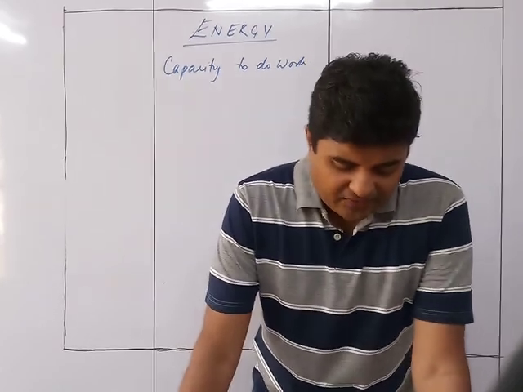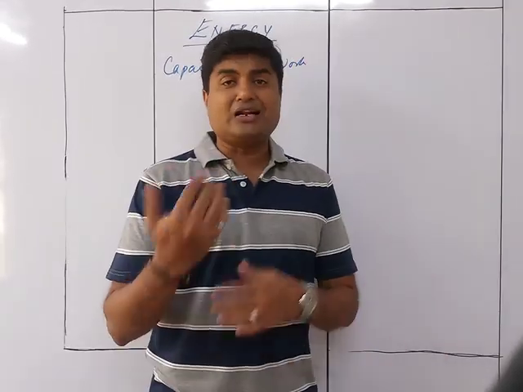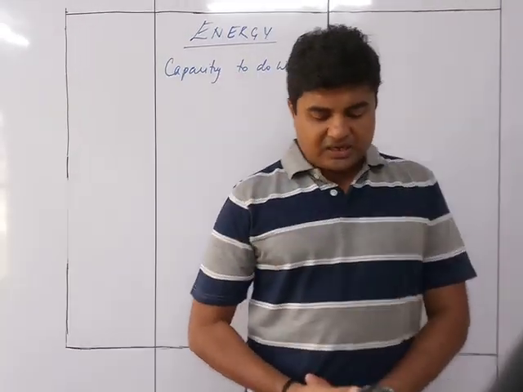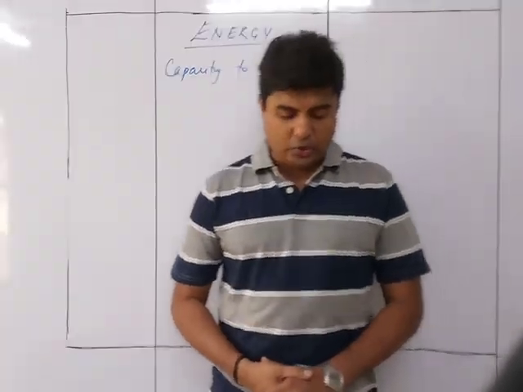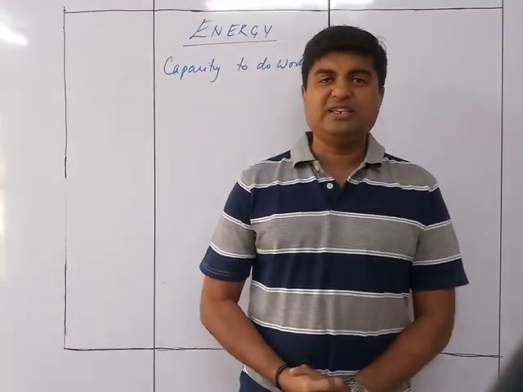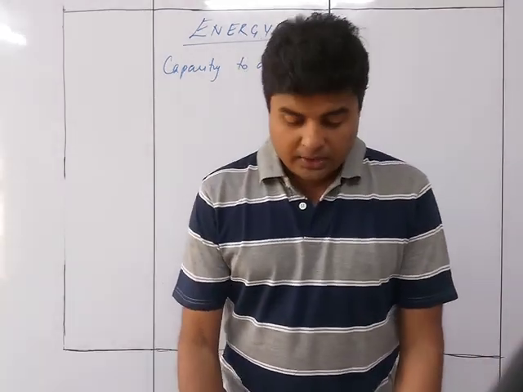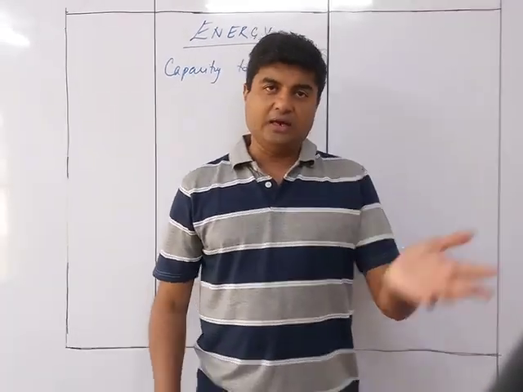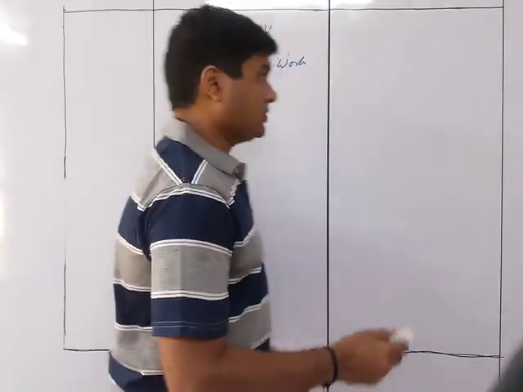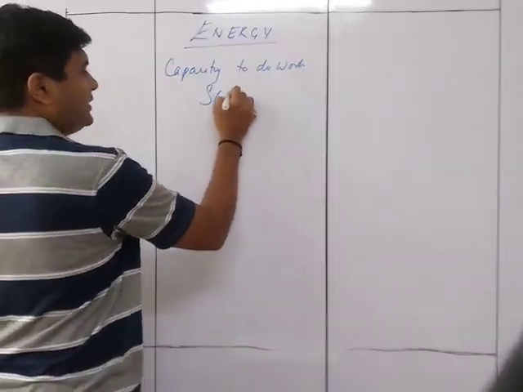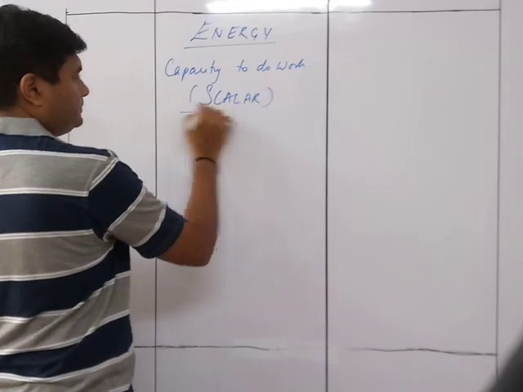So it means that whenever work is done, there is always a transfer of energy. The energy and work are related to each other. Or we can just define energy as the capacity to do work. Again, work is scalar, so energy is also a scalar quantity. Energy is a scalar quantity, same as work.